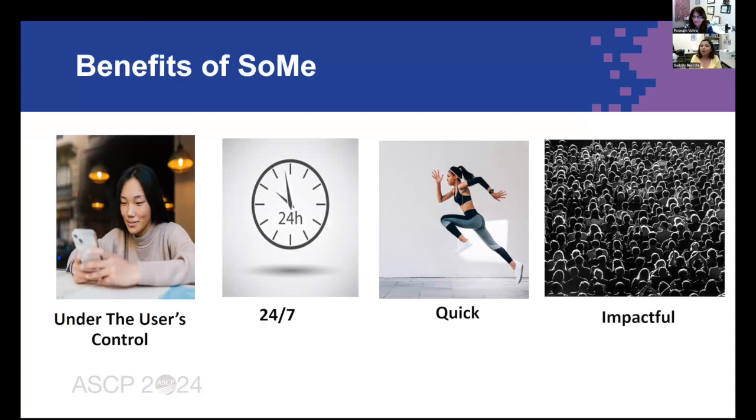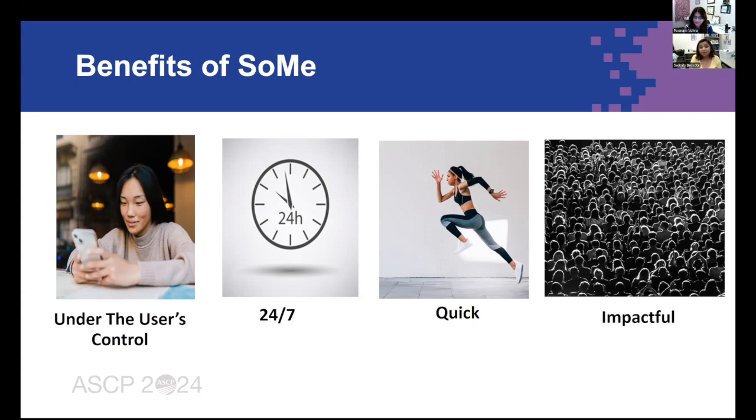So let's talk about why we need social media, right? Always remember you are the boss when you are using social media. It is under the user's control. So you can use it as a means to relax, instead of scrolling through different reels or even TikTok videos. You can take it as an opportunity to see what is going on in the pathology world. It is available to you in your hands 24/7, so it is for your convenience.